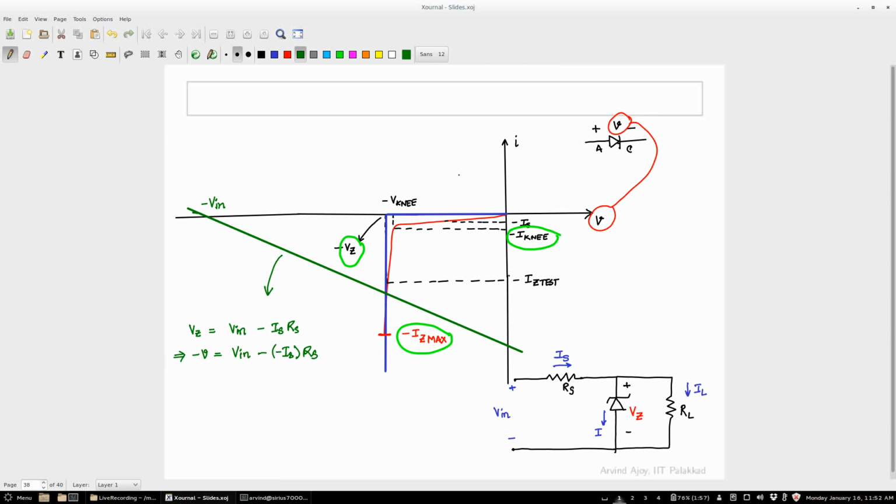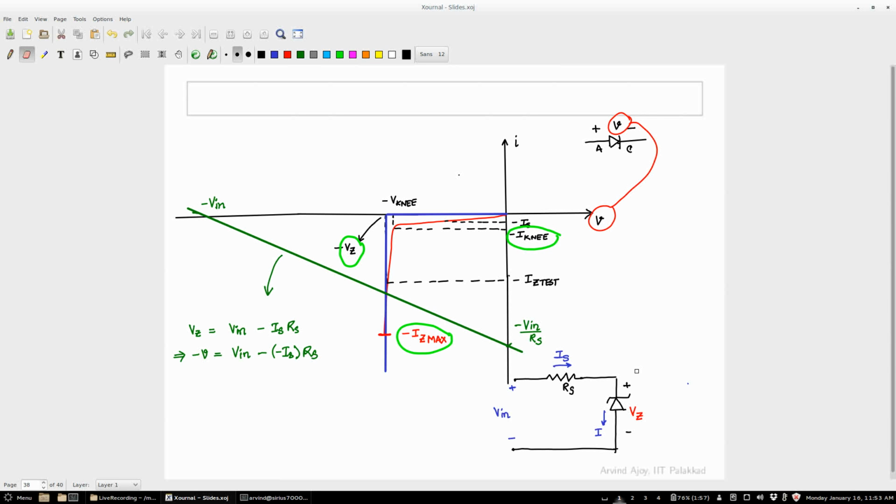So, no, let me take this for example as minus IS. So basically this will be minus V in, and this value, just think about this and see this again tomorrow if there is some confusion. This value will be minus V in divided by RS.